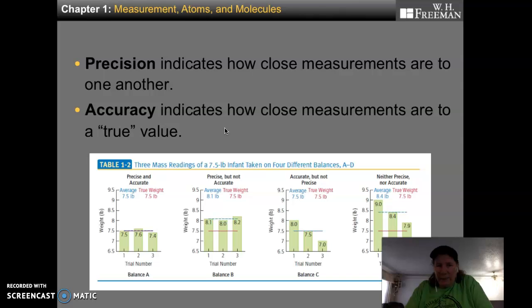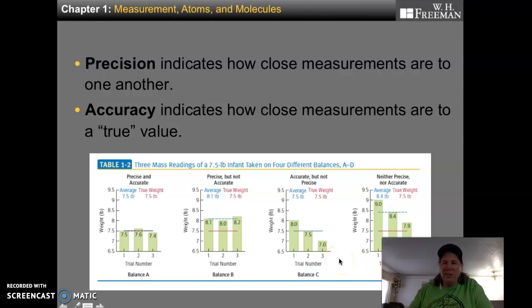It doesn't always happen. Here, they're showing you some that are all around the same number, so these were very precise. And the right answer is 7.5, so they're very accurate. Here, they were precise. They got 8.1, 8 and 8.2, but the right answer is down here, so they weren't very accurate. Here, they were all over the board, not very precise. And here, again, they weren't near the right answer, and they weren't very precise.